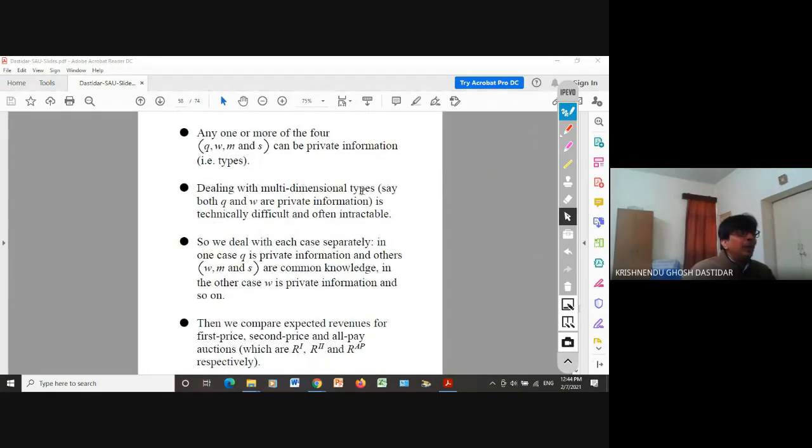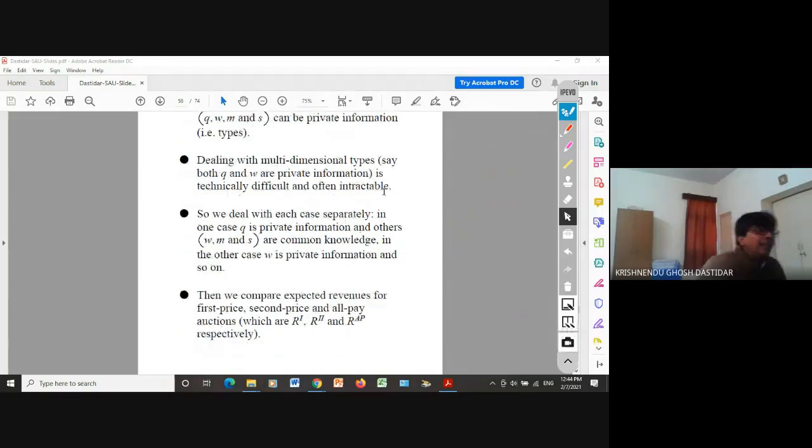Now dealing with multidimensional types, say both Q and W are private information, is technically difficult and often intractable. So in this lecture, at least, we deal with each case separately. In one case, Q will be private information, others are common knowledge. In the other case, W will be private information, others are common knowledge, and so on. And then we compare the expected revenues for the cases.